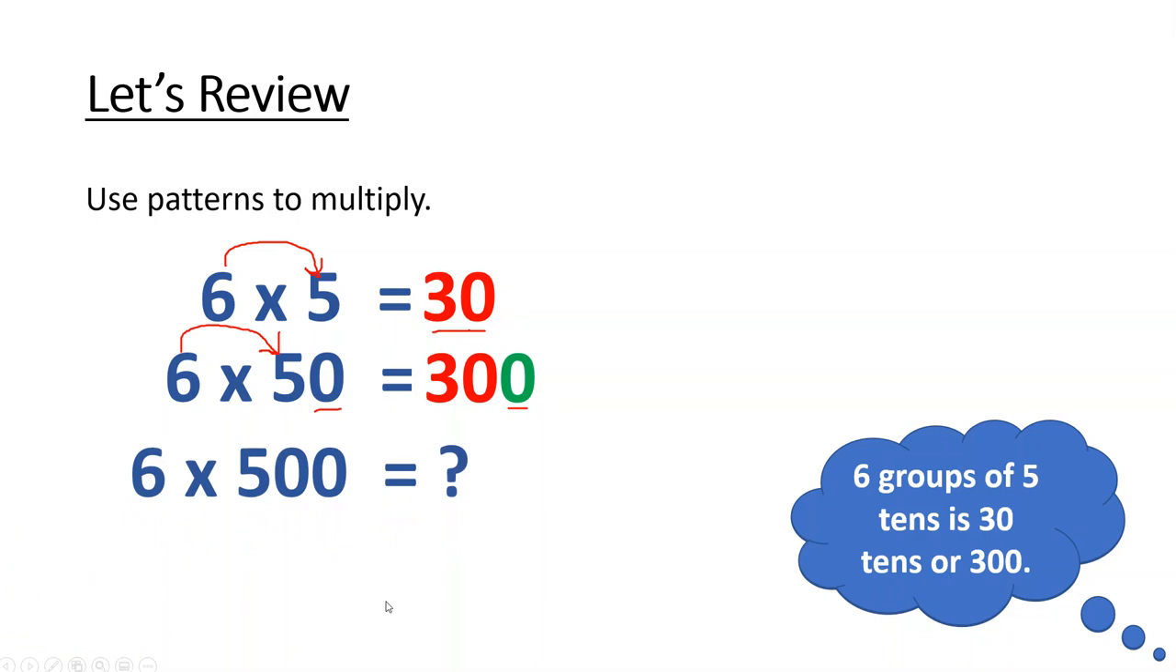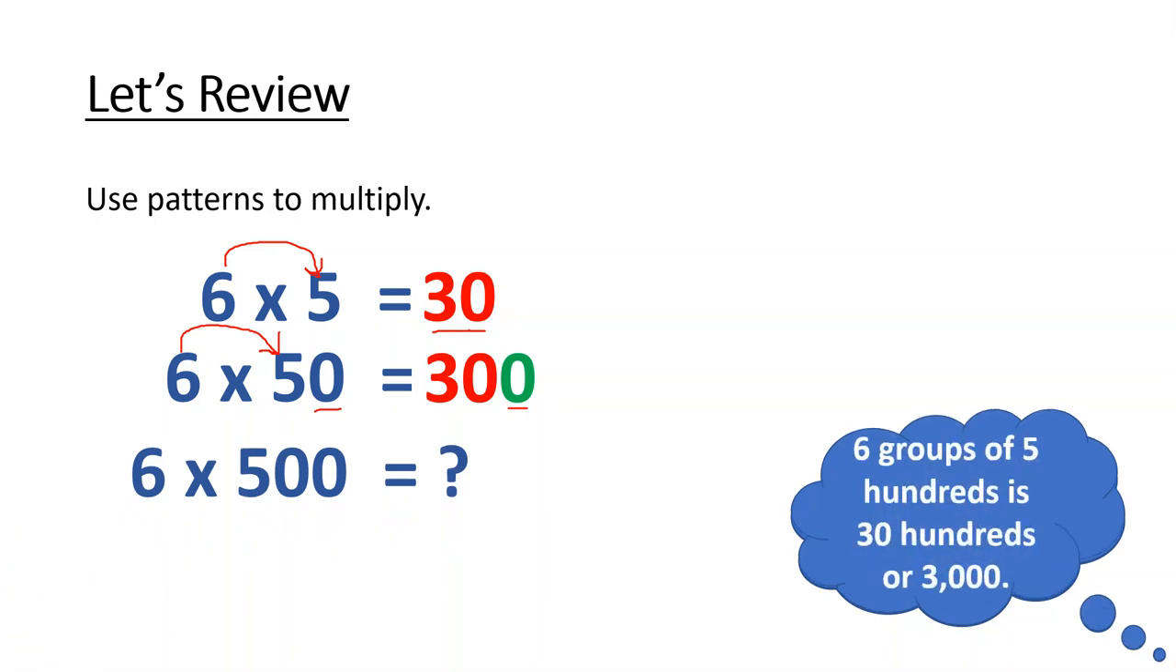6 times 500, really quick in your head. 6 groups of 500s is 30 hundreds, so it's 30, and then the 2 zeros for the hundreds place.